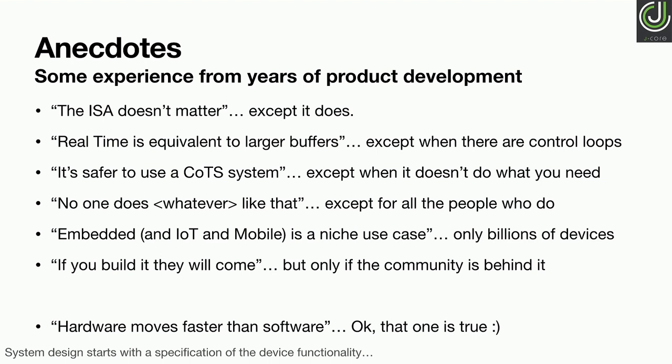It's safer to use a common off-the-shelf system, except when it doesn't do what you want. Like, how are you going to do a tiny IoT device? You know, this is Taiwan. Everybody builds chips. Everybody builds devices. So this is not a big deal. But in North America, people use a Raspberry Pi for things and then struggle to do something really simple. Starting with an FPGA like this, or even doing an ASIC with it, that's pretty simple. But nobody does that, except everybody does. So embedded IoT is a niche use case.